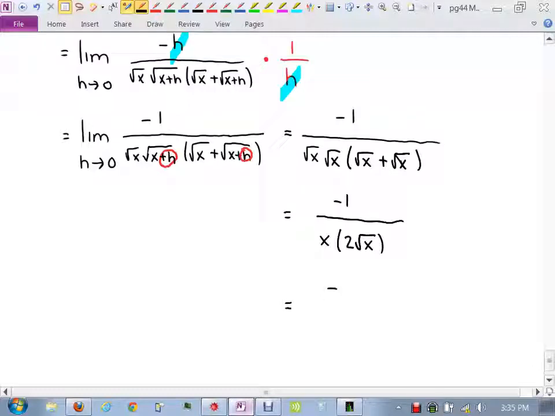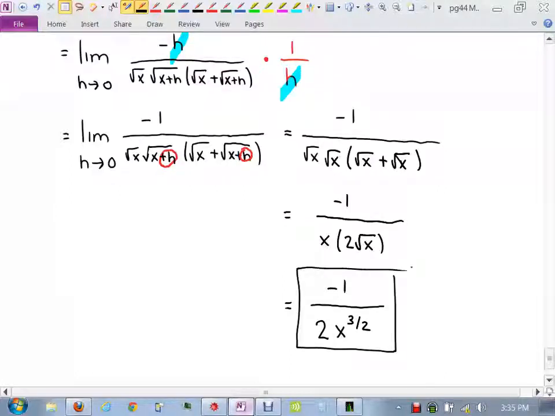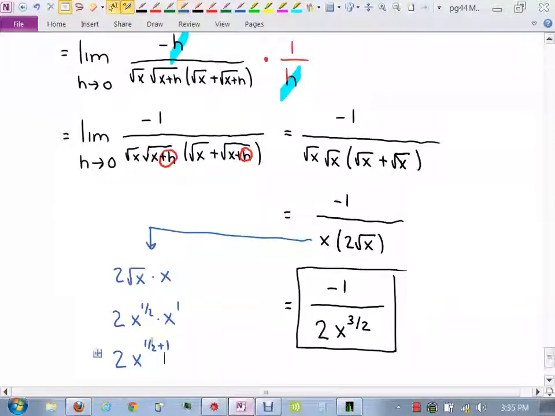And this becomes negative 1 over 2x to the 3 halves. What happened there? Well, that's the same as 2 root x times x. And that's the same as 2 times x to the 1/2 times x to the first. And that's 2x to the 1/2 plus 1, because when you multiply two things that have the same base, you add the exponents. And 1/2 plus 1 is 3/2. And that's the way we'll write it in this class.